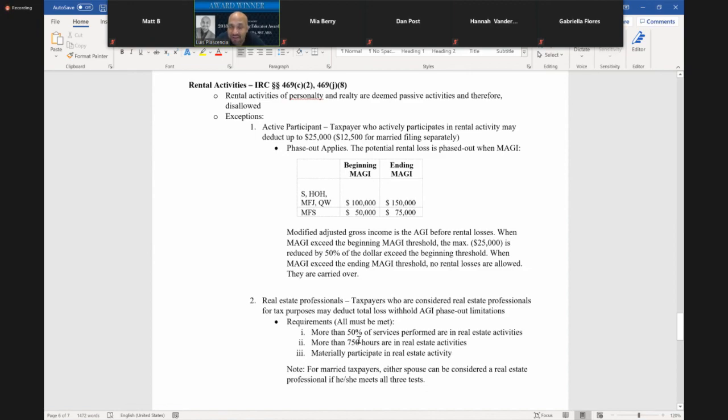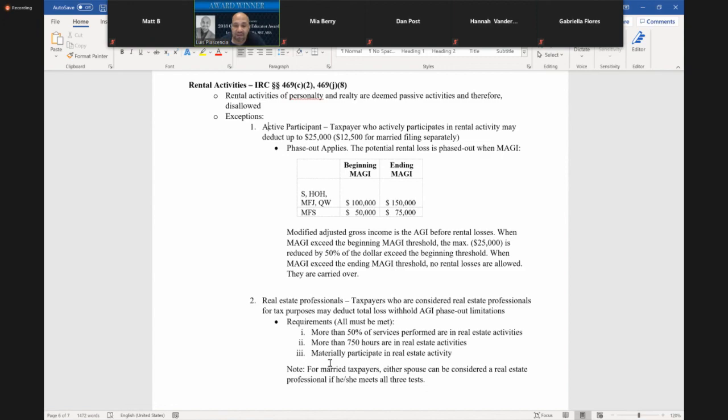So this first rule itself makes it hard for anybody that has a full-time job to be considered a real estate professional. Think about this for a second. If you're a full-time employee, you're working about 2,000 hours in your job, right? How many hours would you have to work in the real estate activity to be considered a real estate professional? 2,001, right? You get the math, right? I'm working a total of 4,000 hours, so I would have to work more than half of that in my real estate activities to be considered a real estate professional. It makes it pretty much impossible for somebody to be a full-time employee and a real estate professional.